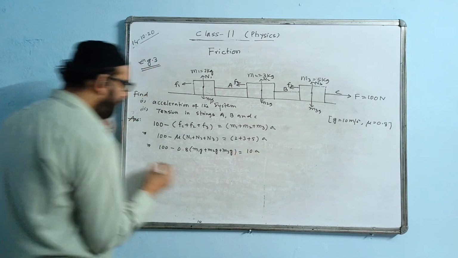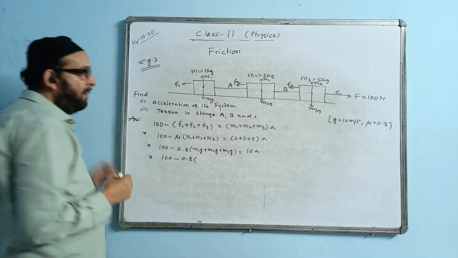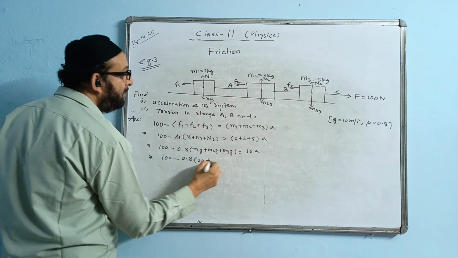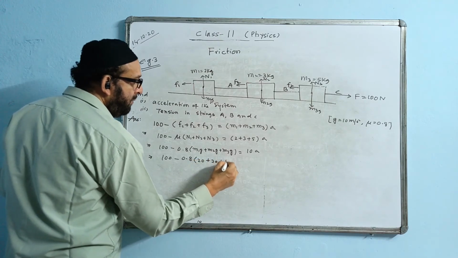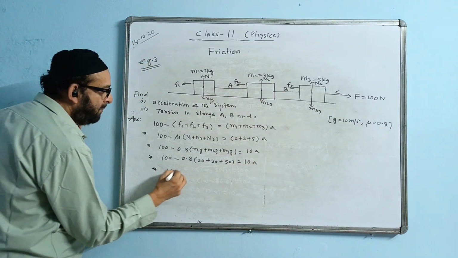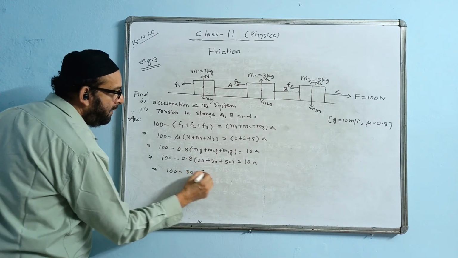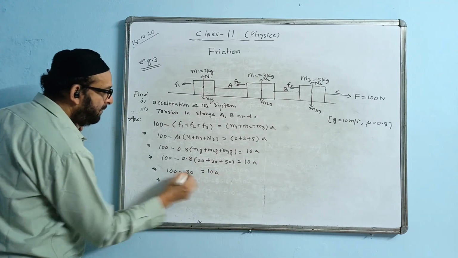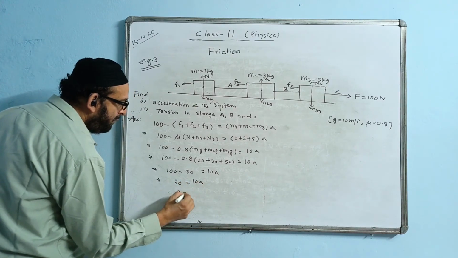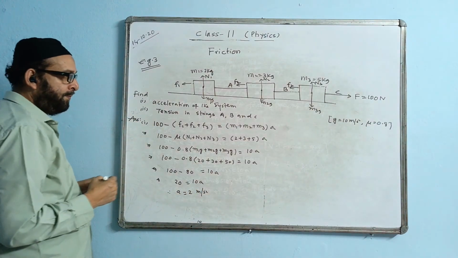Here g is 10, so we get 100 minus 0.8 times M1g, which is 2 into 10, that is 20. We can add 30 and 50, equal to 10A. So 100 minus 0.8 times 100 gives 80, equal to 10A. So 100 minus 80, the answer is 20, equal to 10A, or A is 2 meter per second square. That is the answer for the first part.